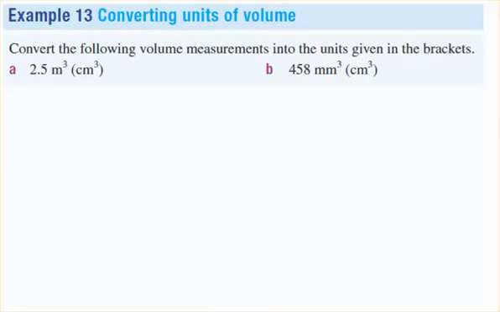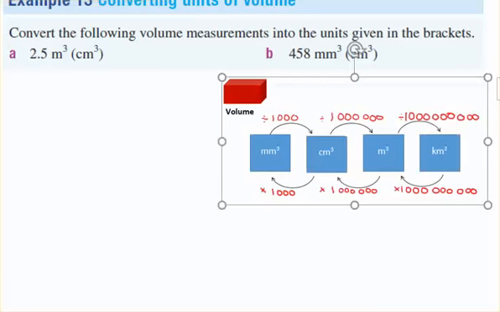Here we have an example from your book. It says converting units of volume. And we have to convert the following volume measurements into the units given in the brackets. So the first one is we're going from 2.5 meters cubed to centimeters cubed. I need some help here. Bring in my handy helper here, which gives me an easy way to convert units of volumes to one another.